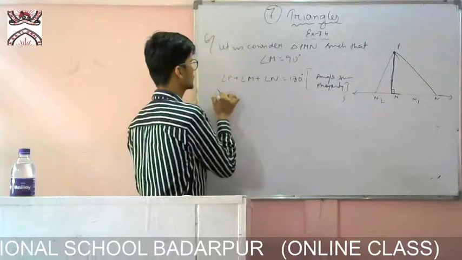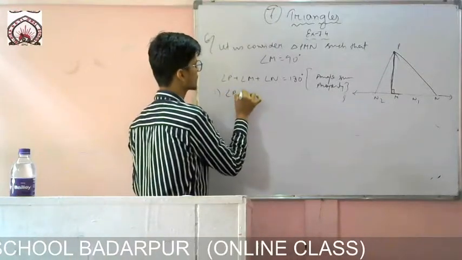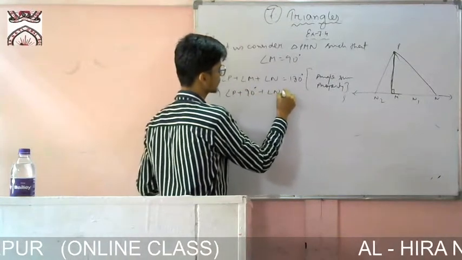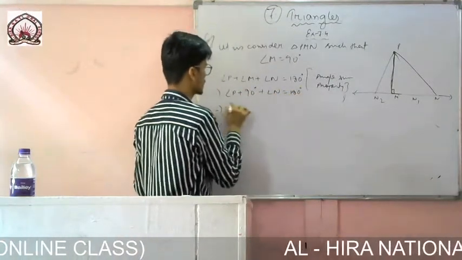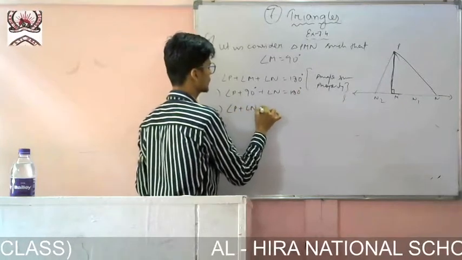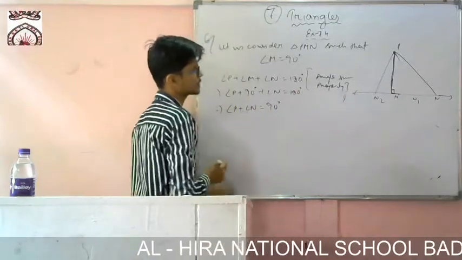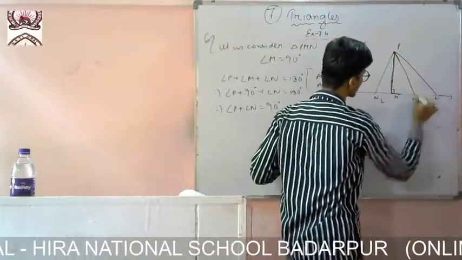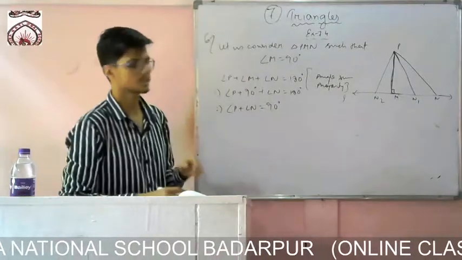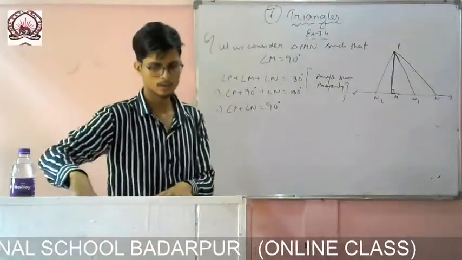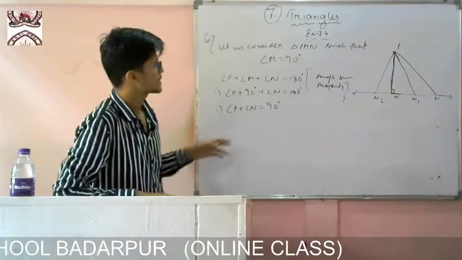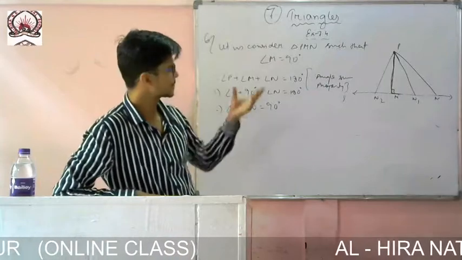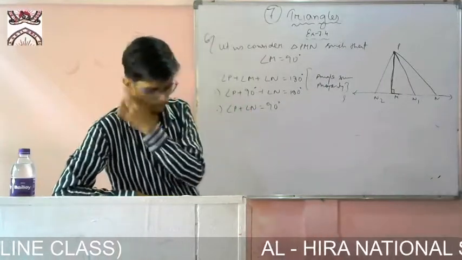Okay, so if angle M is 90 degrees, that means angle P plus 90 degrees plus angle N will be equal to 180, so angle P plus angle N will be equal to 90 degrees. If you want, you can recall the first question of this exercise. There we proved that the hypotenuse is the longest side. It was similar to that one.